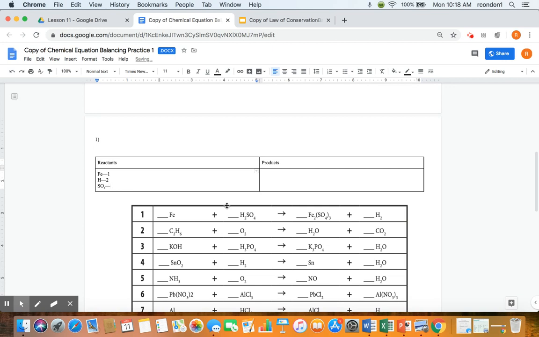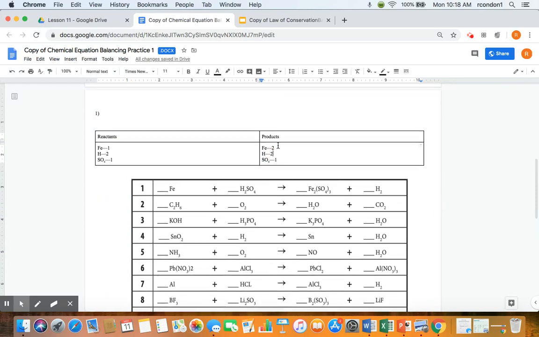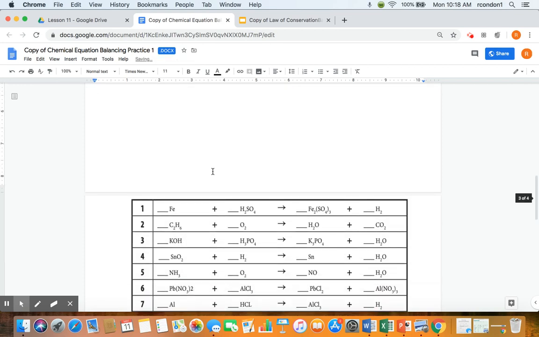We have one of those on this side. Then I'm going to copy and paste that and write them over here. How many are there on the product side? So here, the iron actually has 2. The hydrogen, there's actually 2 of them over here. And then the SO4, see how there's the subscript 3 after this? We have 3 SO4s.